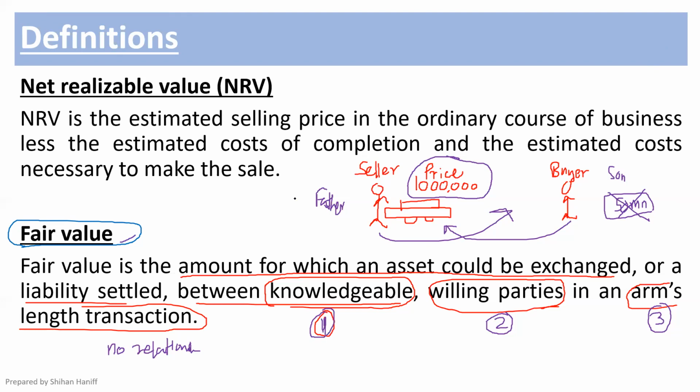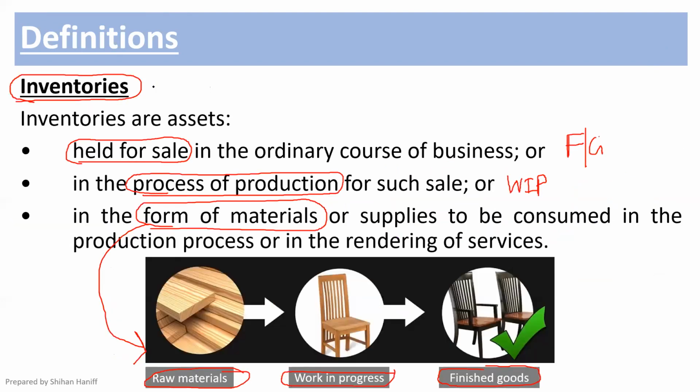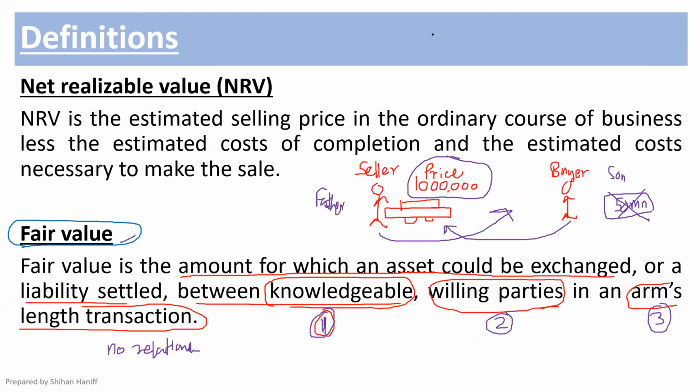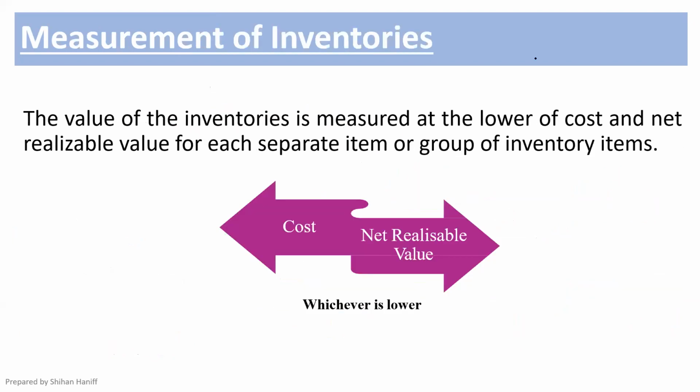Okay, right. So we studied what is meant by inventory. Inventory means finished goods, work in progress, and raw material. Then I was explaining net realizable value, which is estimated selling price minus estimated selling expenses. Fair value means the amount at which an asset is exchanged or a liability is settled between knowledgeable, willing parties in an arm's length transaction. Okay. Moving to the next point.